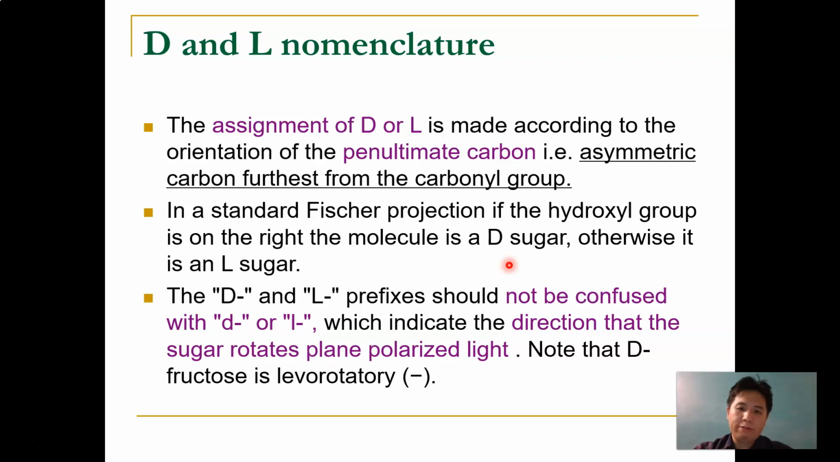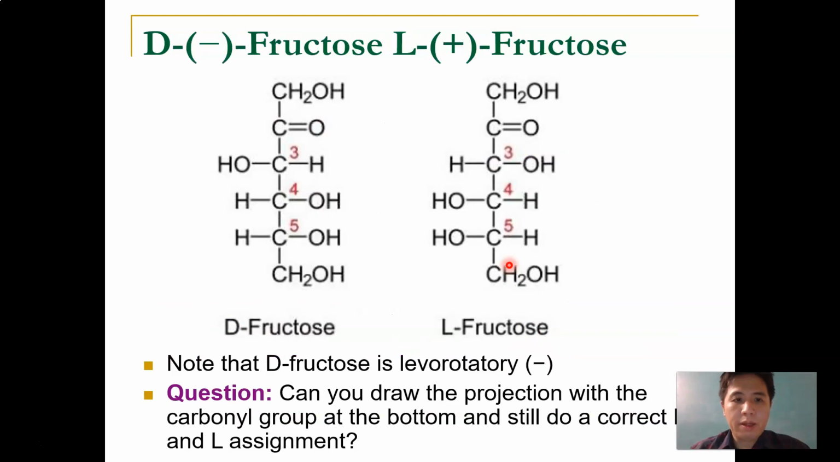So for the penultimate carbon on the Fischer projection, if the OH group is on the right, it's a D sugar. If the hydroxyl group is on the left, it's an L sugar. So it's named based on the penultimate carbon and also the Fischer projection. Okay, so you can see here, this is the Fischer projection, this is the Fischer projection.